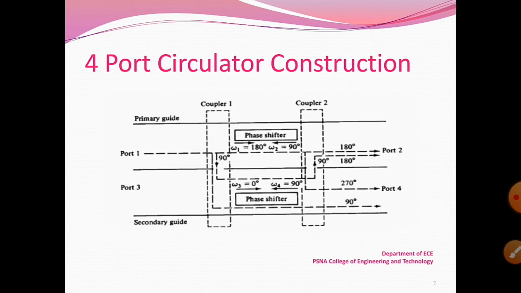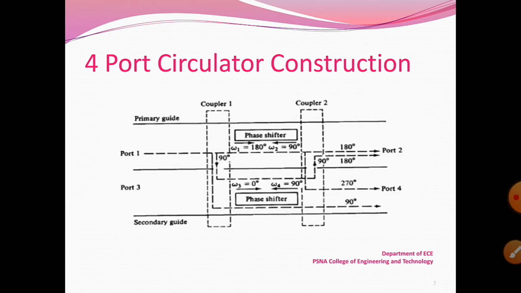So here we have a primary guide, a secondary guide, 4 ports, 2 couplers and 2 phase shifters. Each of the 2 3 dB couplers in the circulator introduces a phase shift of 90 degrees, and each of the 2 phase shifters produces a certain phase change.